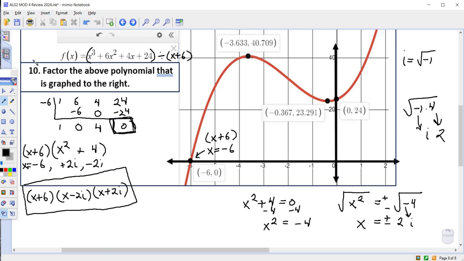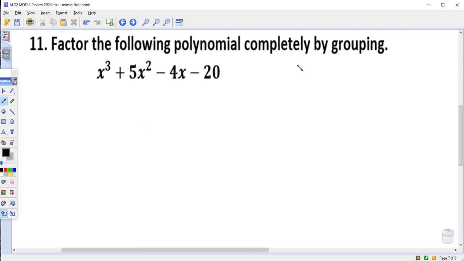Last question. Factor the following polynomial completely by grouping. Okay, and this is a prime target for grouping. I'm going to group the first 2 terms together, 5x squared. And I am going to group the last 2 terms together.